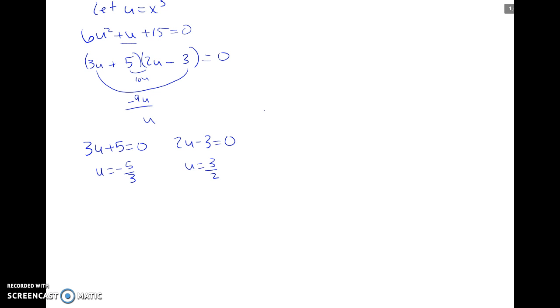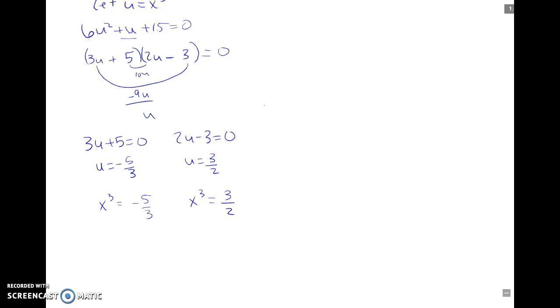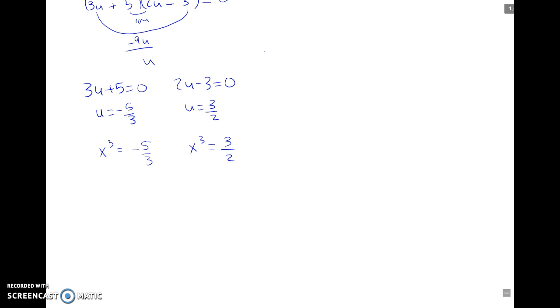Alright, so we've solved for u, but we're really looking to solve for x. So this gives you x cubed equals negative 5/3, and x cubed equals positive 3/2. Okay, to solve this, you have to cube root both sides. So cube root. That gives you x equals, I'm going to take out that negative 1 right here, since it's a cube root, and the cube root of negative 1 is just negative 1. So I have a negative 1 times the cube root of 5 over the cube root of 3.